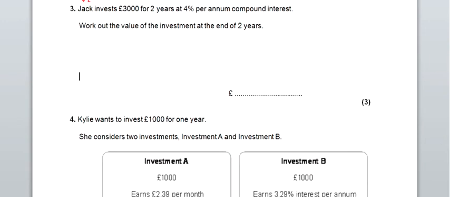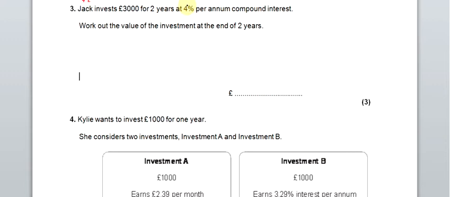Now, compound interest. Compound interest is where you get interest on your interest. So what you've got to do here, you're very careful, because what some people do is they do simple interest by accident, where you work out 4% of this and double it. But that's not what you do here. There's a very nice little formula.